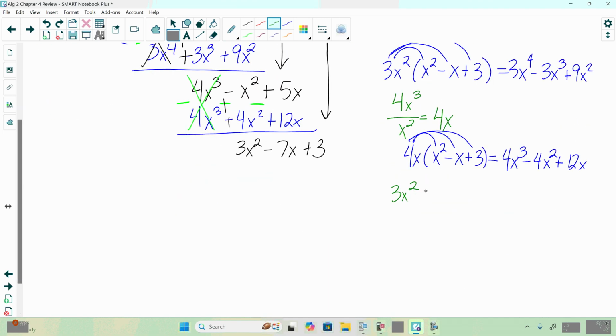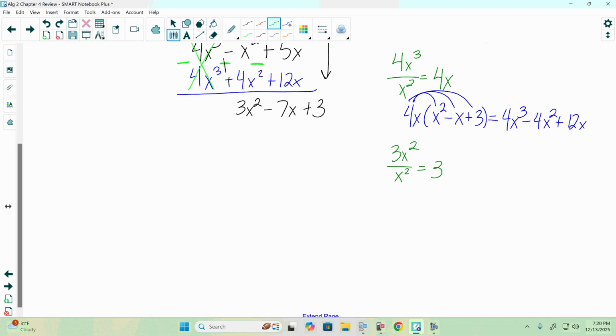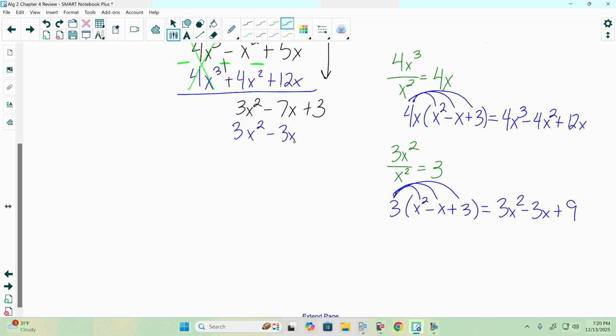3x squared divided by x squared is going to be positive 3. We're going to take that 3 and multiply by our x squared minus x plus 3. 3 times x squared is 3x squared. 3 times negative 3 is negative 3x. And lastly, 3 times 3 is going to be plus 9. 3x squared minus 3x plus 9. We're going to take this and subtract.